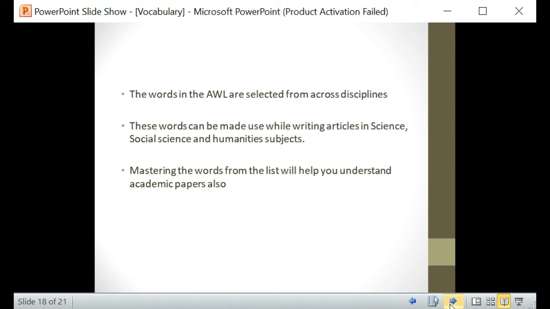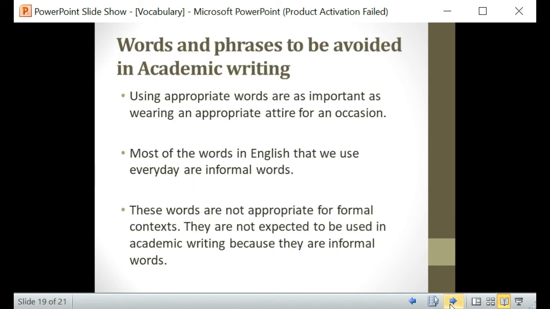That is the purpose of AWL. So make sure you go through it. I'll give you an activity after the class, at the end of this class. So there are also words and phrases to be avoided in academic writing. When we produce academic writing, you have to avoid certain phrases and words.